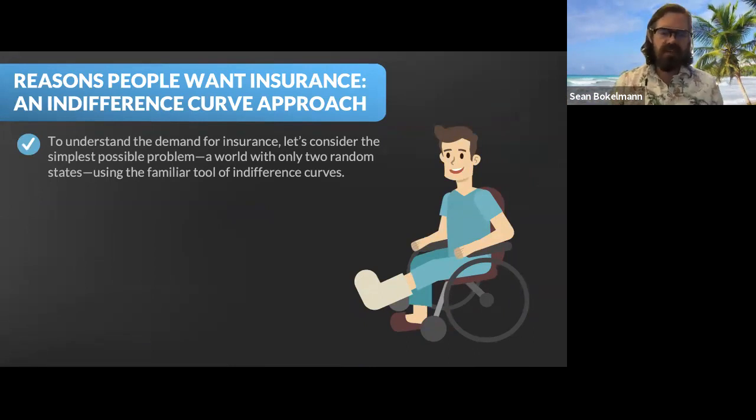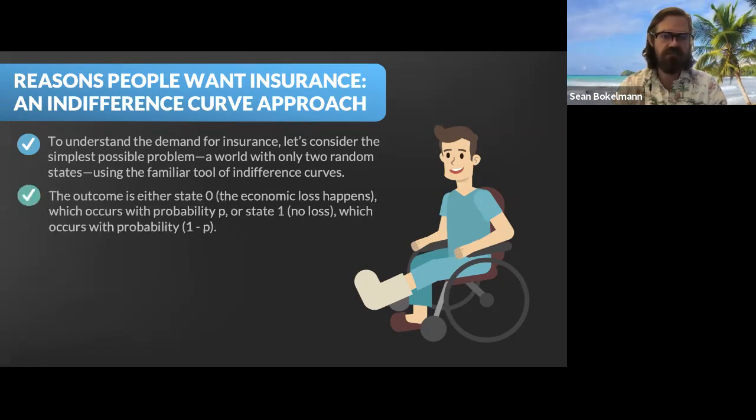So to begin to understand this issue and how it drives demand for health insurance, we're going to start with a really, really simple problem, right? This is how we always start in economics. We start with the simplest model possible and then slowly build it up to be more realistic, although it becomes a little bit more complicated. So we're going to assume that there's a world with only two random states, and then we're going to use indifference curves to analyze the outcomes of these possible states.